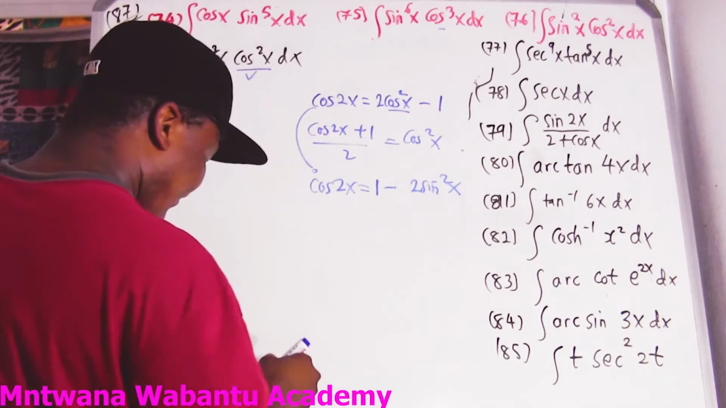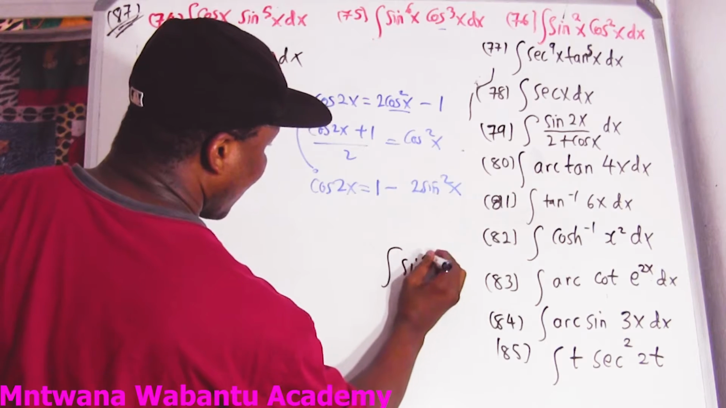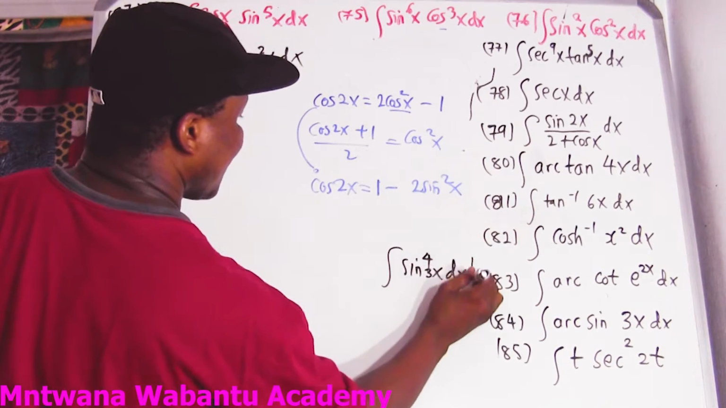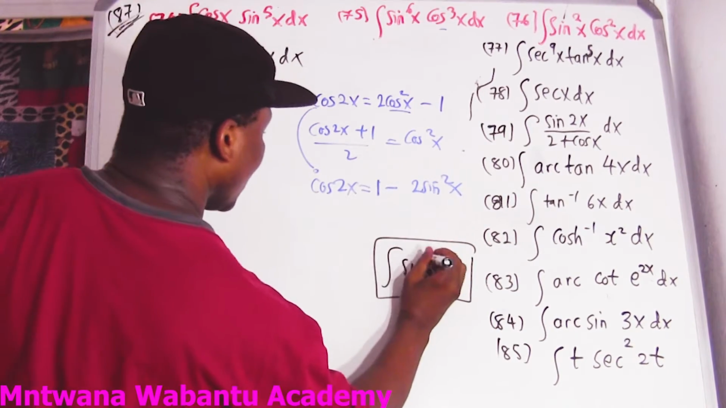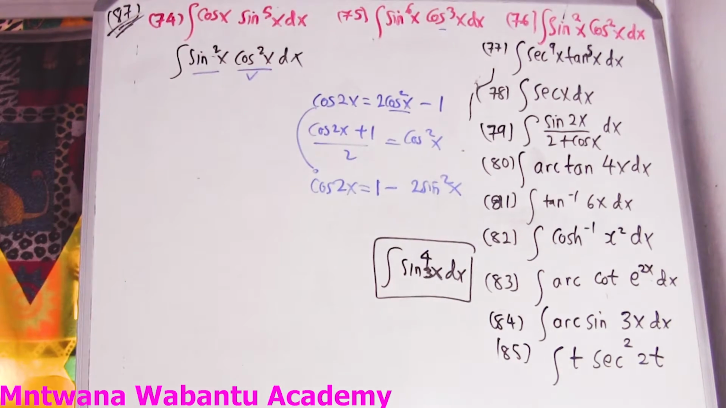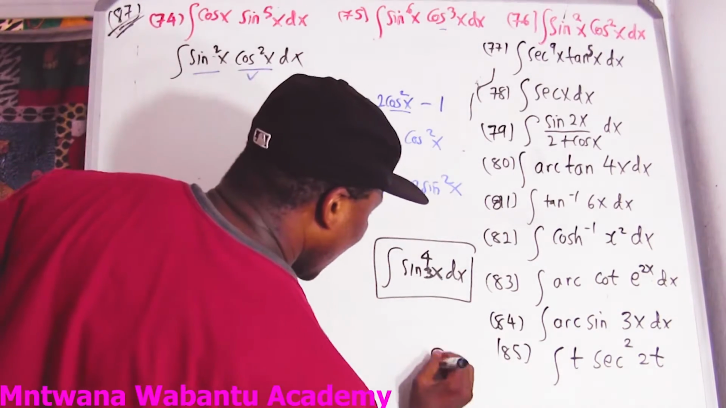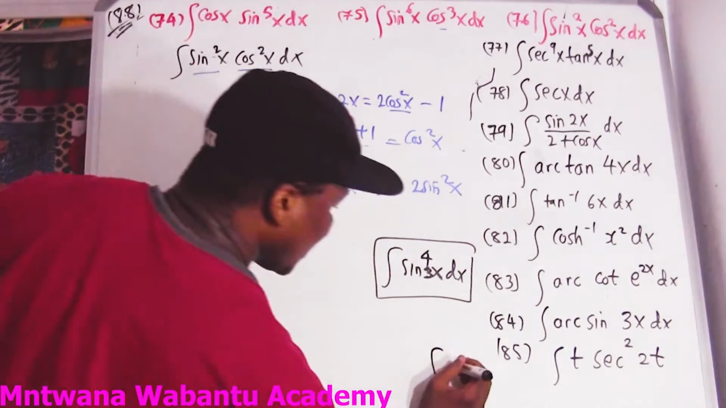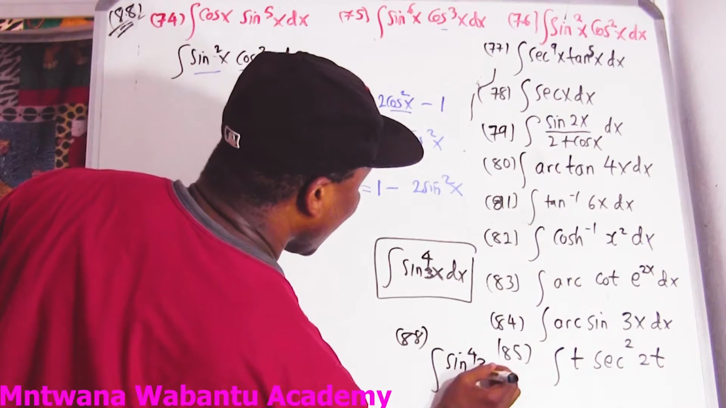So let me add a question here. This question is very, very important. Let me say integral of sine to the power 4 of x, dx. Let's say this is question 88, very important question, because this power 4 will also come. So: integral of sine to the power 4, cos square x dx.